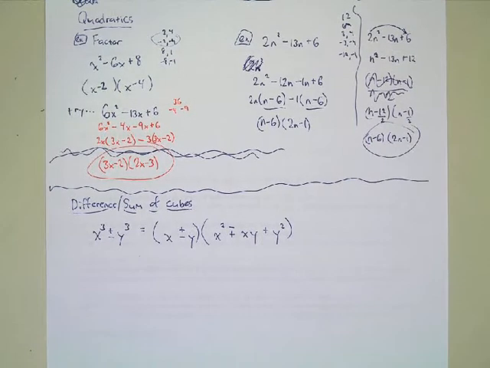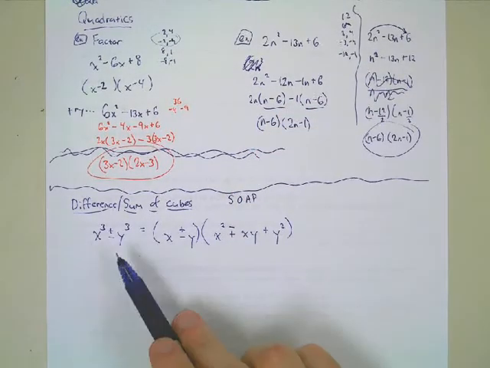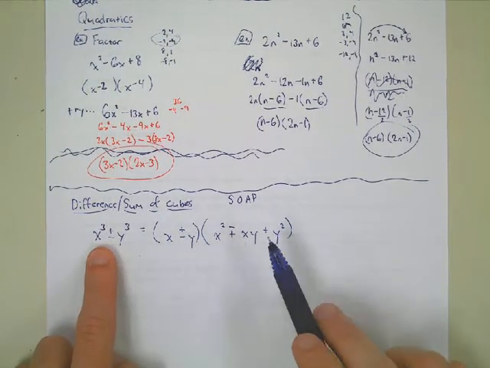If you guys had Mr. Beal for pre-calculus, he used SOAP. Same, opposite, always positive. So you have your sign here, it's the same sign, opposite sign, and then always positive is the other. This is the third sign there. SOAP.